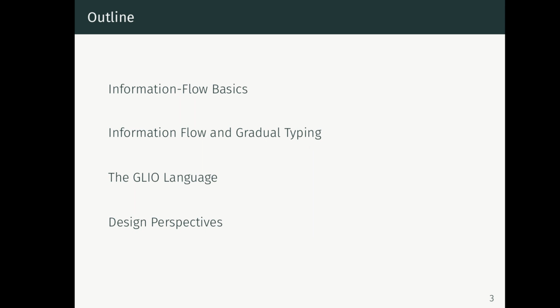I'll start by covering some basics of information flow control and explaining how people have tried to combine it with gradual typing. I'll then talk about difficulties that these earlier designs faced and show how we managed to overcome these issues in this work. I'll briefly talk about GLIO, which is a gradual language that we designed to demonstrate our solution, and conclude with a few design perspectives on gradual typing for IFC.